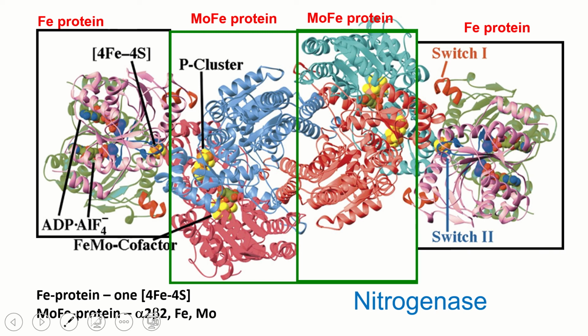And then this is the full complex of the nitrogenase. You can think of this as two nitrogenase units that are interacting with each other within this crystal structure. Again, the MoFe protein is a heterodimer, and the iron protein itself is a homodimer. Those are colored green and pink. Each of those separate subunits is colored green and pink in here.